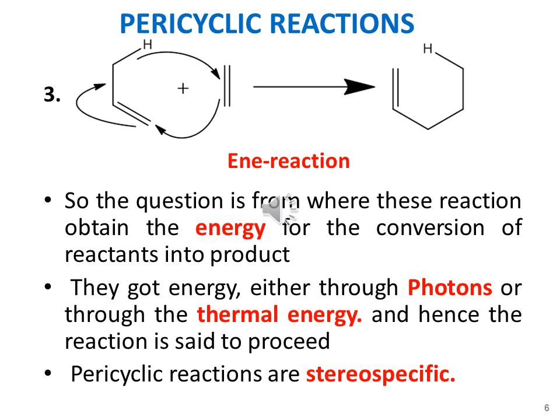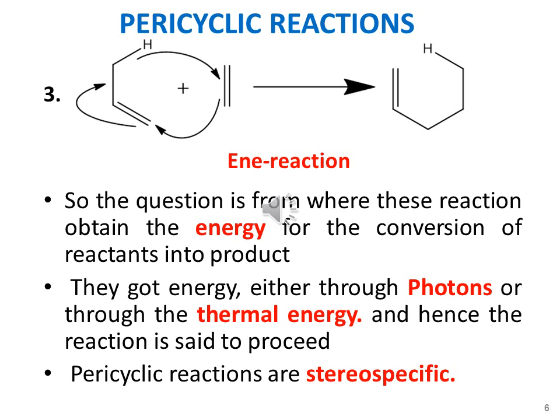So all those reactions in which the pi electrons move in a clockwise or anti-clockwise manner, showing a circular movement, and the reaction follows a concerted mechanism, are pericyclic. All those reactions in which the bonds of the reactants are broken and the bonds of the product are formed at the same time follow the concerted mechanism. So this is an example of a pericyclic reaction.